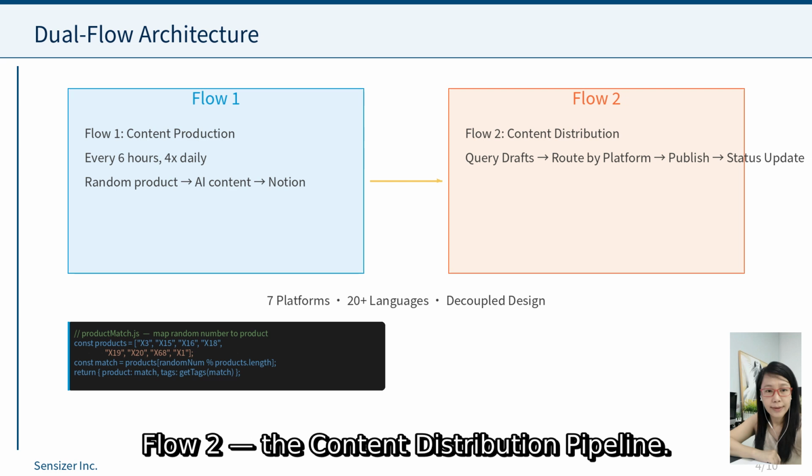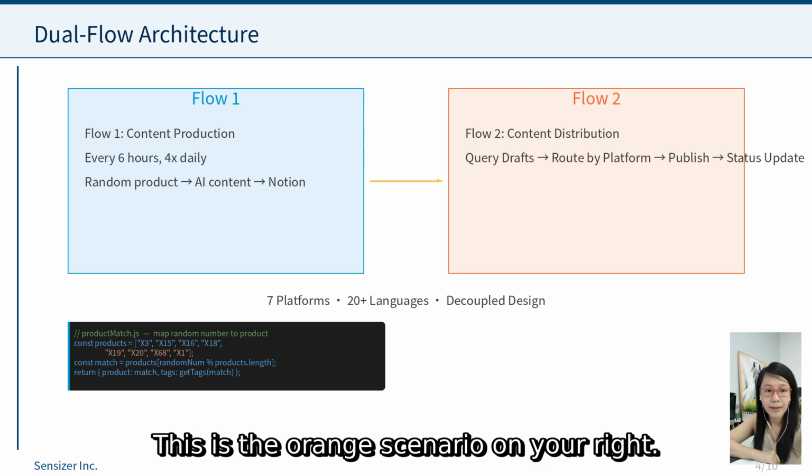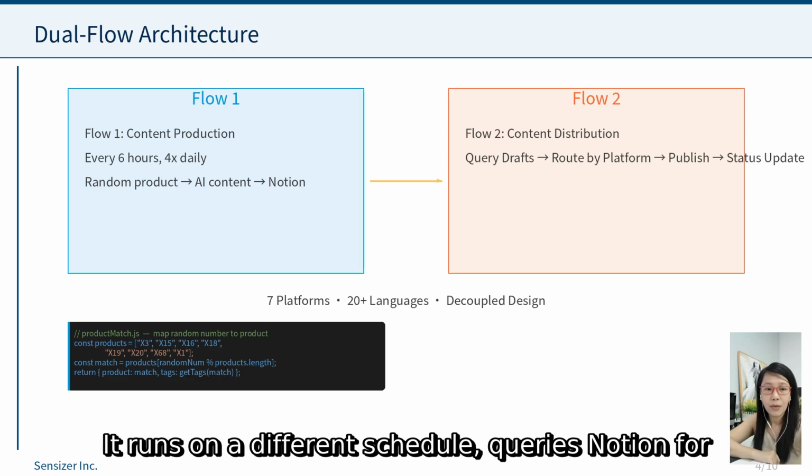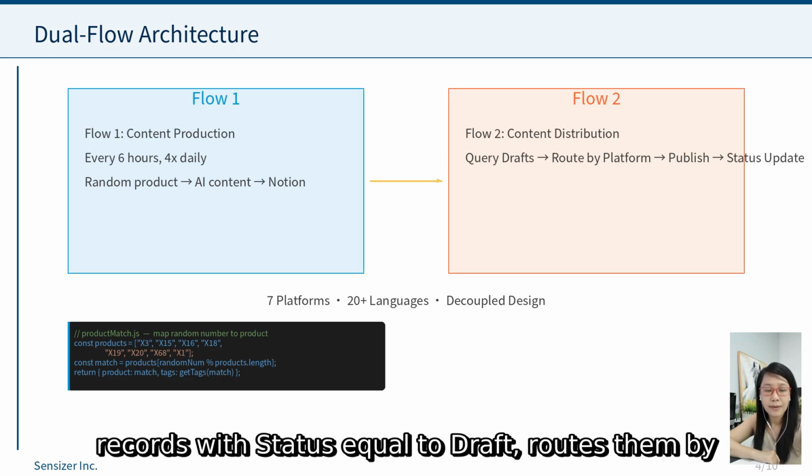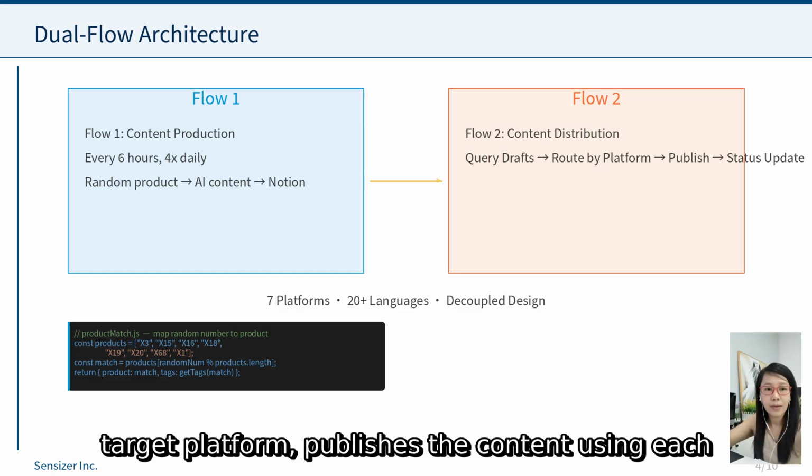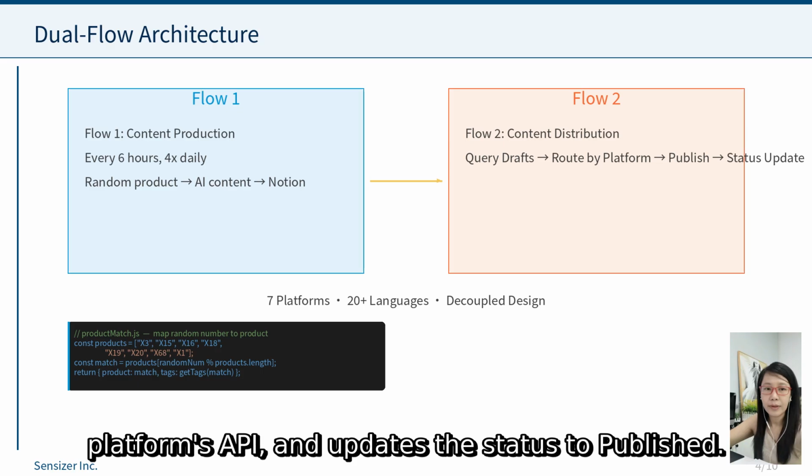Flow 2, the content distribution pipeline. This is the orange scenario on your right. It runs on a different schedule, queries Notion for records with status equal to draft, routes them by target platform, publishes the content using each platform's API, and updates the status to published.